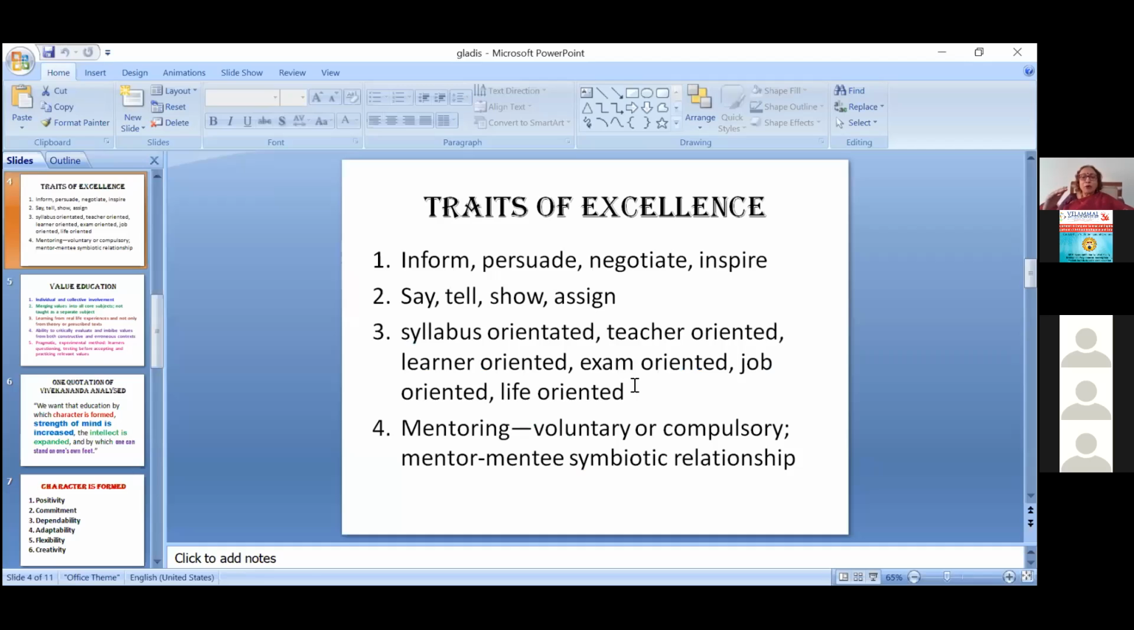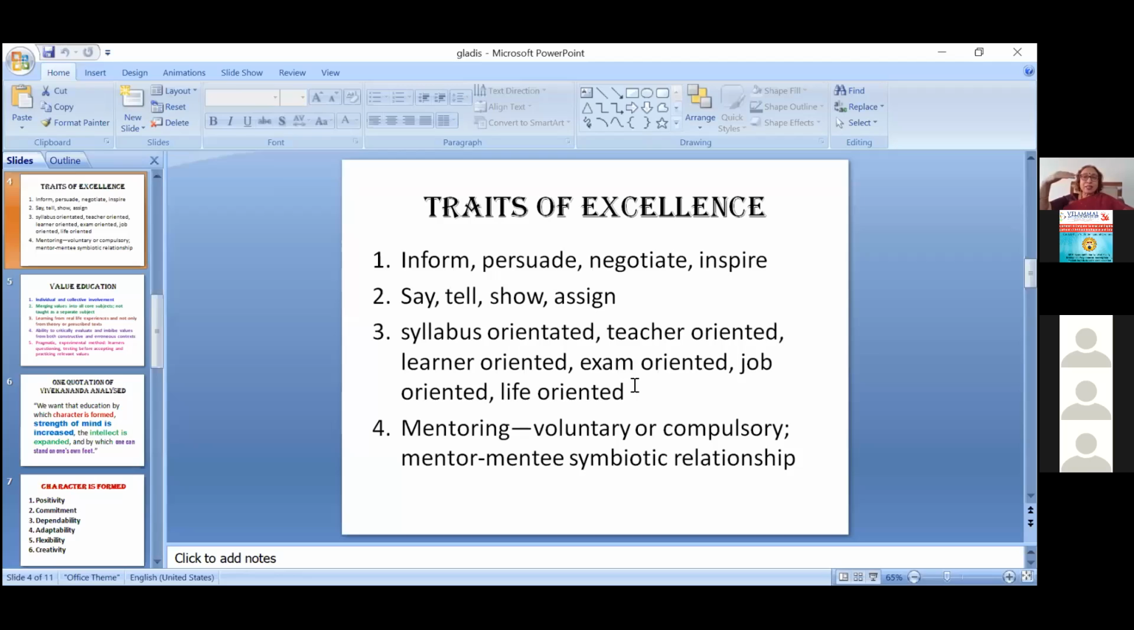So what are the traits of excellence? We have four levels of excellence, which I have used here. Level number one is how we approach the teaching learning process. Some teacher would only give information. That is a basic level. Slightly higher level of teaching would be that you persuade. The students are not willing to study. They don't believe what you're saying. So you try to persuade by saying, this is useful for you. This is important for you and so on.